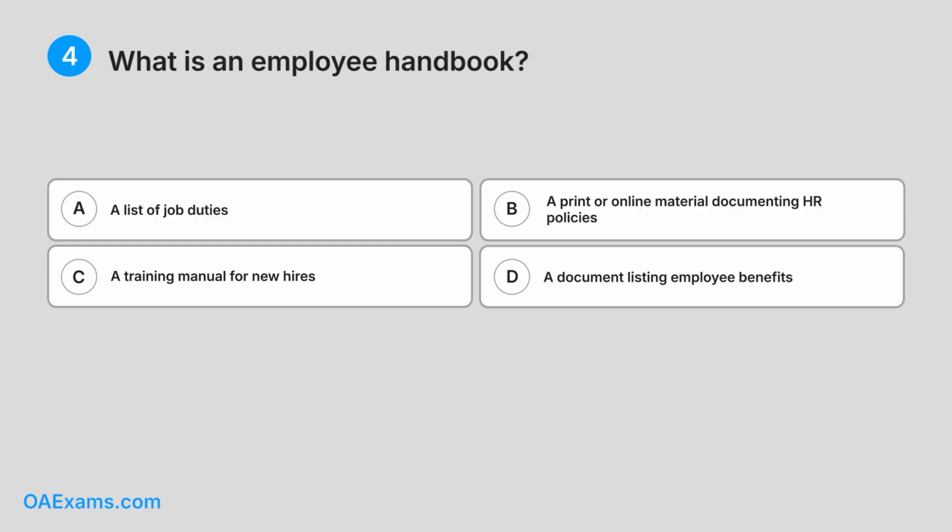4. What is an employee handbook? A. A list of job duties. B. A print or online material documenting HR policies. C. A training manual for new hires. D. A document listing employee benefits. What do you think is the answer?